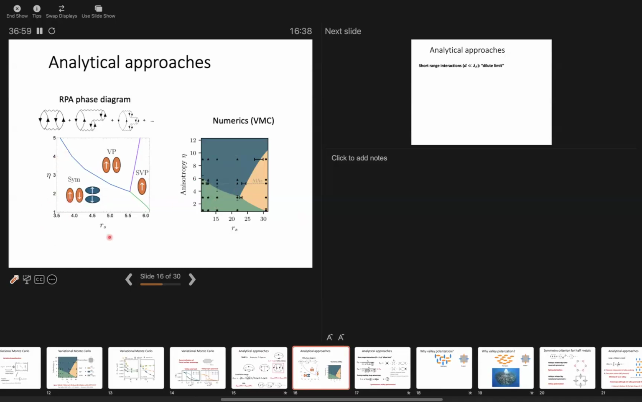So this is the phase diagram. There's a symmetric phase, valley polarized, and spin and valley polarized. The numbers are off. You see that the position at eta equals 5 is 3.5 instead of 12 compared to the numerics, but the qualitative shape of the phase diagram is actually very similar.